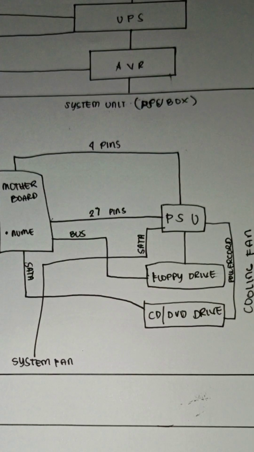Next, we have the storage devices. I added a floppy drive, an old storage device, and a CD/DVD drive used for reading, and these are connected to the motherboard using data cables, allowing the computer to read and store information. Then we have the cooling system. I included a system fan and cooling fan. This keeps the temperature low inside the system unit. Without the cooling fan, the system could overheat and stop working properly.